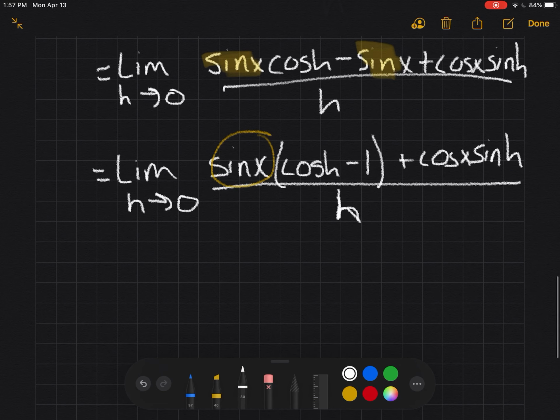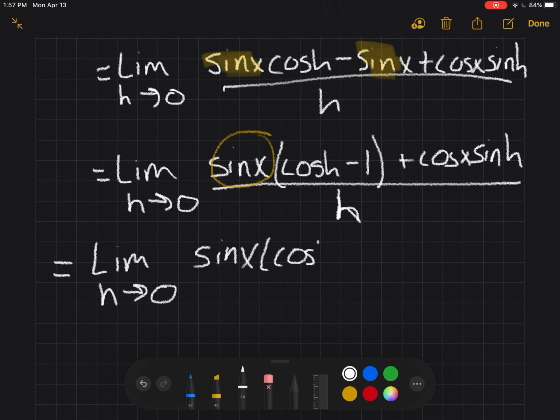Okay, so here we are. All I did was I took out this factor of sine x, and now I'm going to use a limit property. Some of you kept saying, when are we going to use these limit laws? And I kept saying, all the time. Here I am fulfilling on that promise.